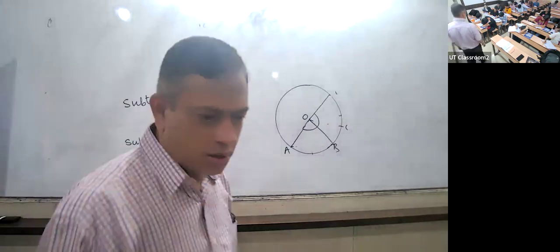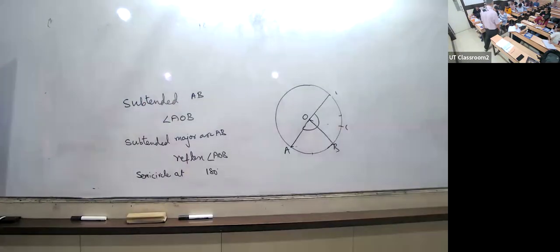Minor arc, major arc, semicircle. Written. These all things are clear?